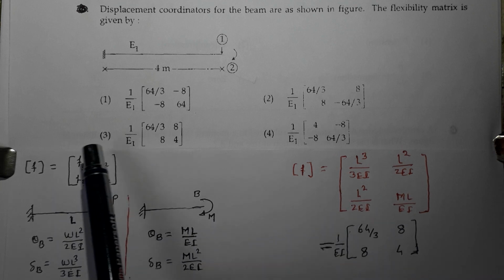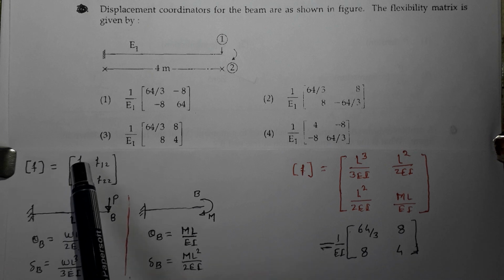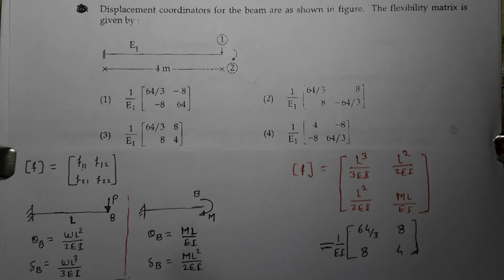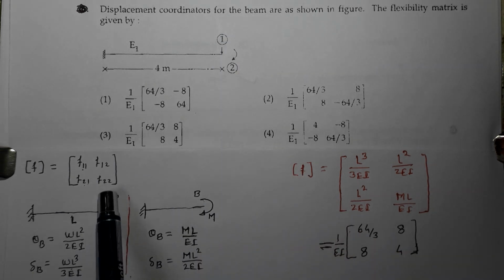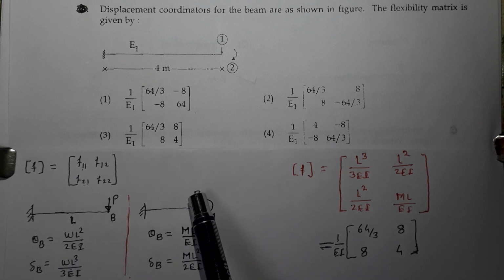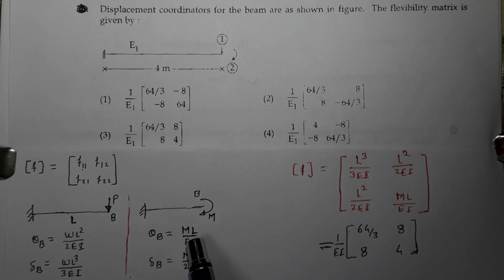F11 is the displacement at 1 when the action is at 1. Now coordinate number 1 is along this direction. So along this direction the action means this action which is P. So P is the action, but again action is the unit load. So unit load, when I apply it over here, the slope at B will be L square divided by 2EI and deflection at B will be L cube divided by 3EI because W, that is P, is equal to 1. Now when unit action is applied over here, the slope at B is L upon EI and deflection at B is L square upon 2EI.